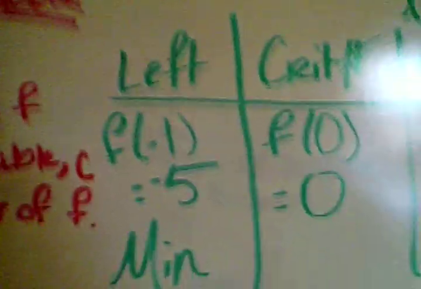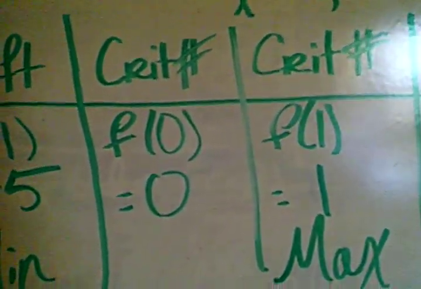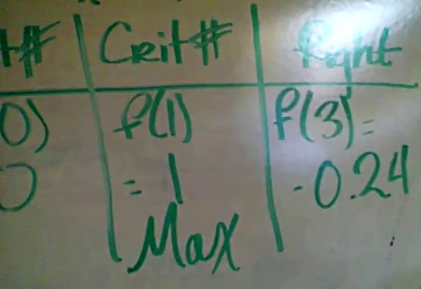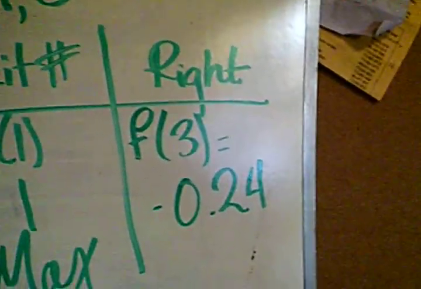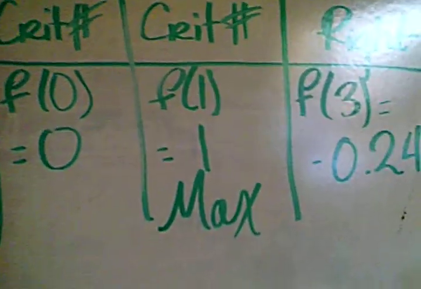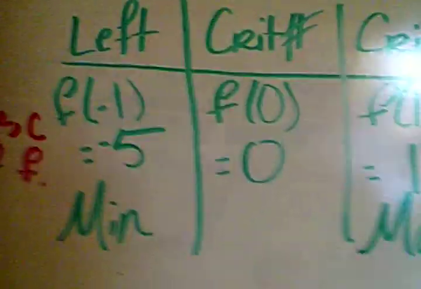So then when we plug in our left endpoint, we get f of -1 equals -5, and we get our critical numbers: f of 0 equals 0, f of 1 equals 1, and f of 3 equals -0.24. Now we have our maximum, which is 1, and we have our minimum, which is -5, because those are the lowest and highest points within the interval.